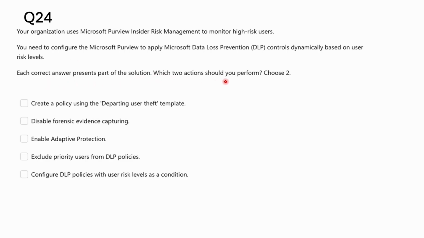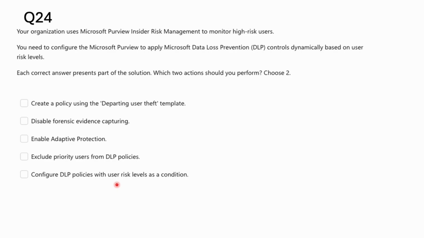Which two actions should you perform? Choose two. Create a policy using the departing user theft template, disable forensic evidence capturing, enable adaptive protection, exclude priority users from DLP policies, and configure DLP policy with user risk labels as a condition.